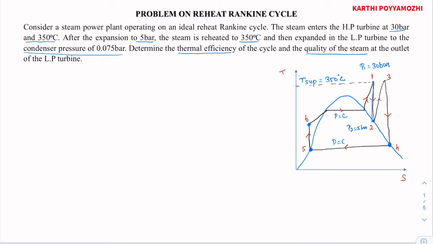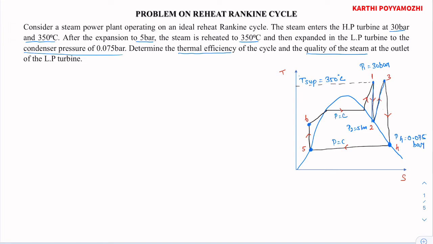And again, after expansion, it is reheated to a temperature of 350 degrees Celsius, and this is the inlet of the low pressure turbine. In the low pressure turbine, the steam gets expanded to a condenser pressure of 0.075 bar. That is, at P4, the pressure is equal to 0.075 bar. This is the expansion process. 3 to 4 is the expansion which is taking place in the low pressure turbine.